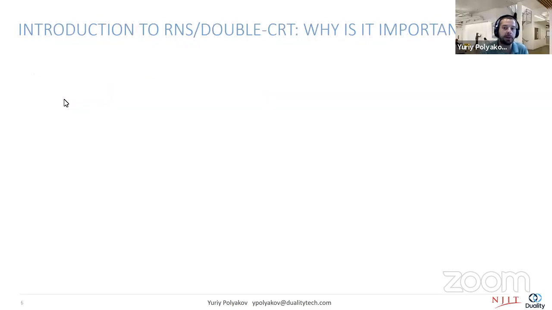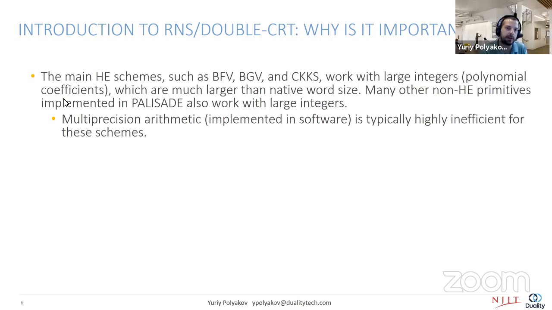One major theme of this talk is the use of RNS and double CRT, and it's very important for these 3 schemes, BFV, BGV, and CKKS, that work with large integers. It's also relevant for other applications based on lattice trapdoors, such as obfuscation or key policy attribute-based encryption.